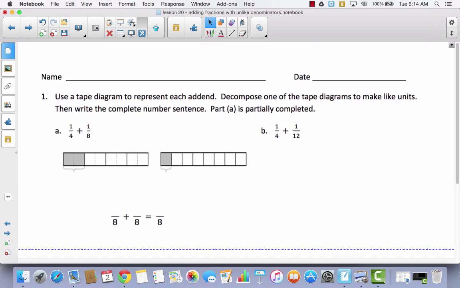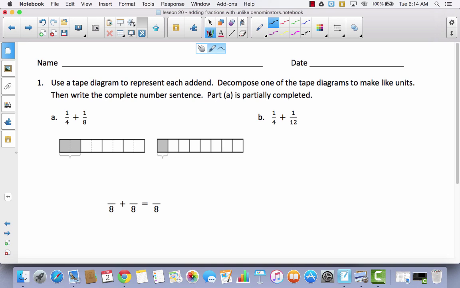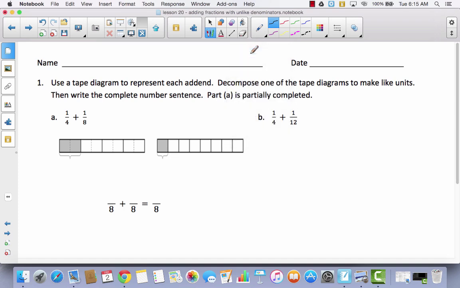All right, so you can see this is just like your problem set, but you can see this was the original fourths. And then they decomposed them. So they took the fourths and decomposed them into eighths. They did not take the eighths and decompose them into fourths because you couldn't do that.